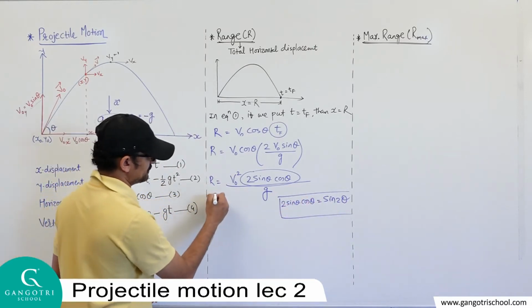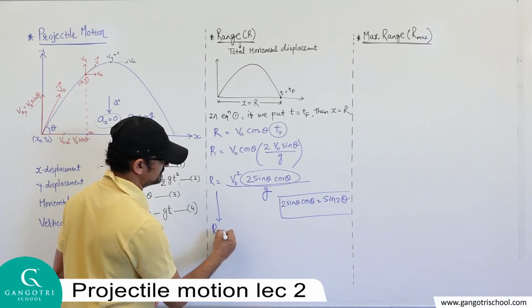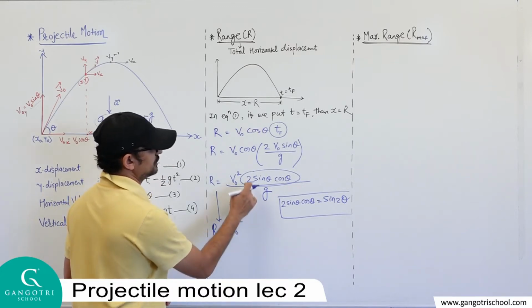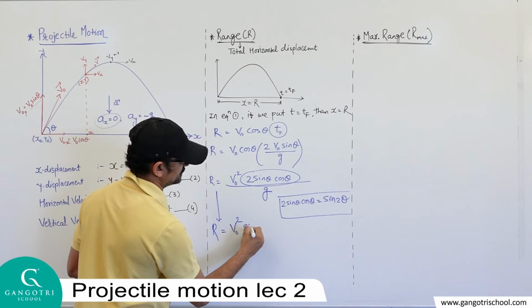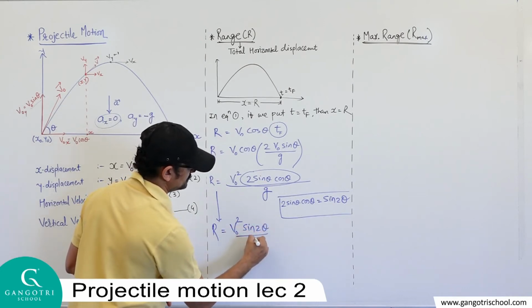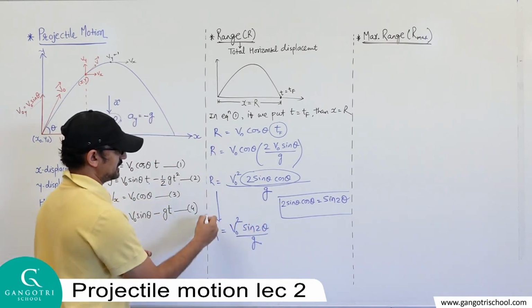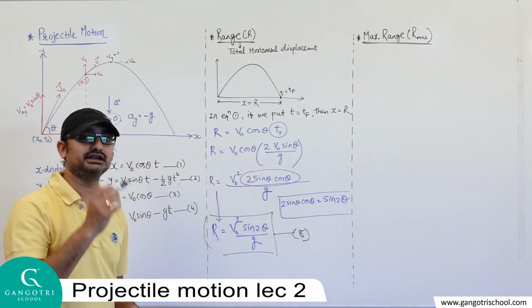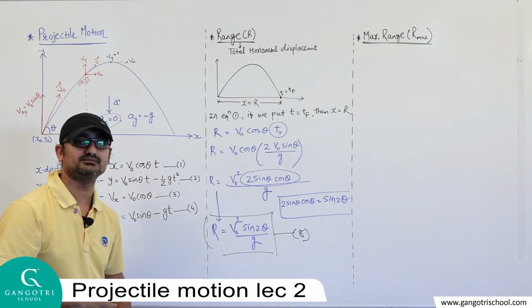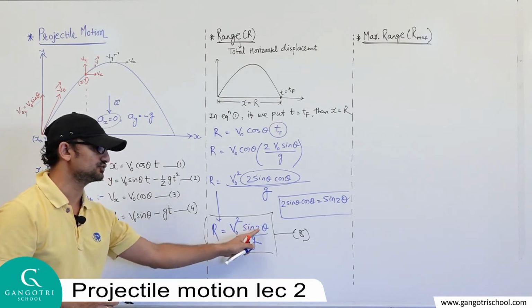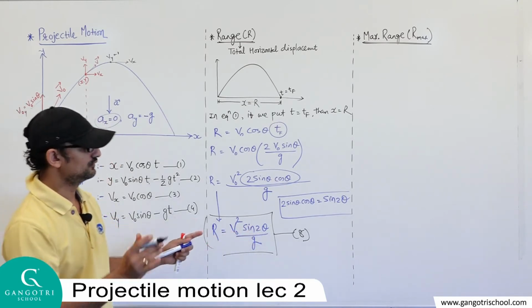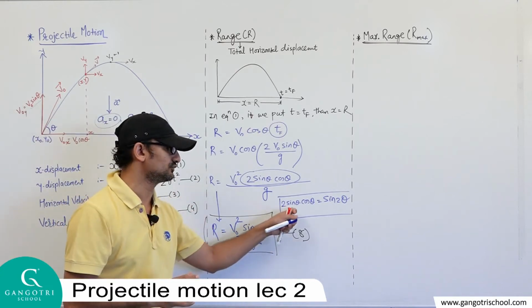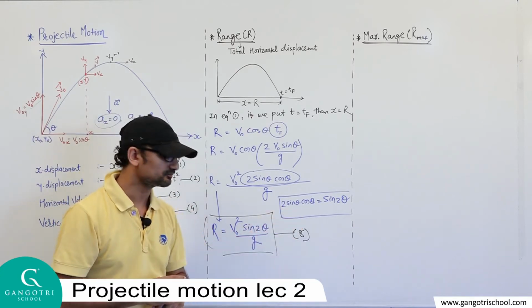So finally this equation can be written this way: range is equal to V0 square sin 2 theta upon G. So this is the formula of range. Let's call it equation number 8. Already we derived the 7th one, this is the 8th one: V0 square sin 2 theta upon G. For the sake of simplicity, right now you have to accept this mathematical formula.